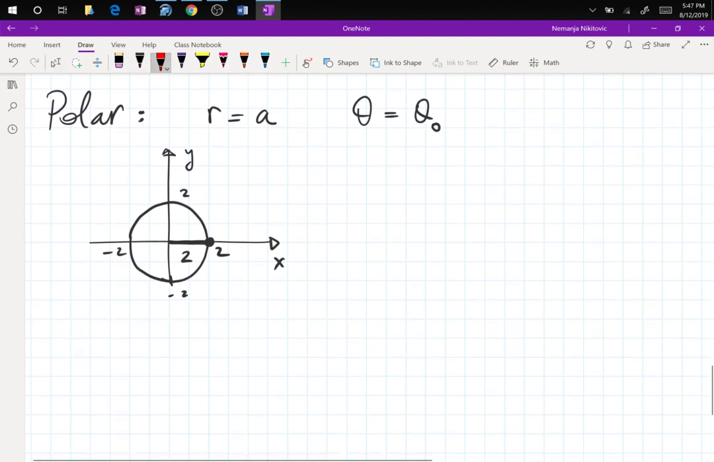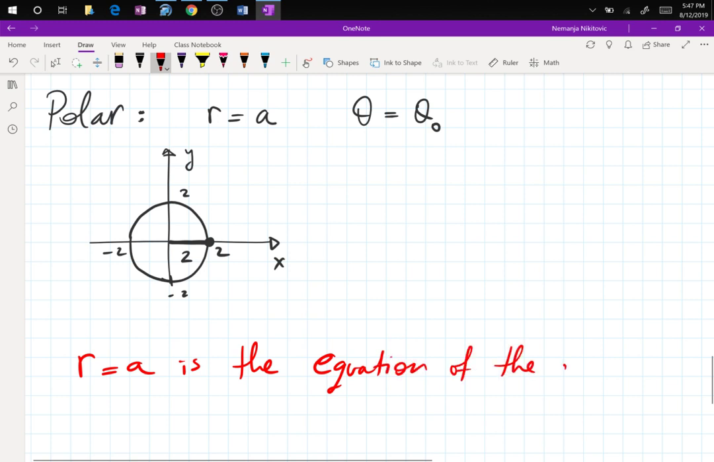Here it is in blue. r equals a is the equation of the circle in polar coordinates. Obviously the r, which is the number, is the radius.